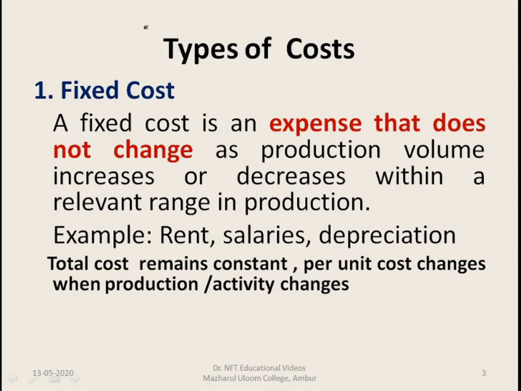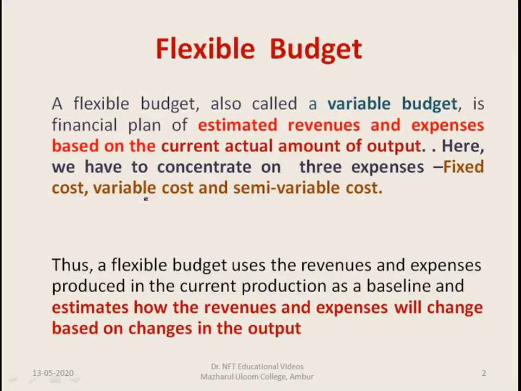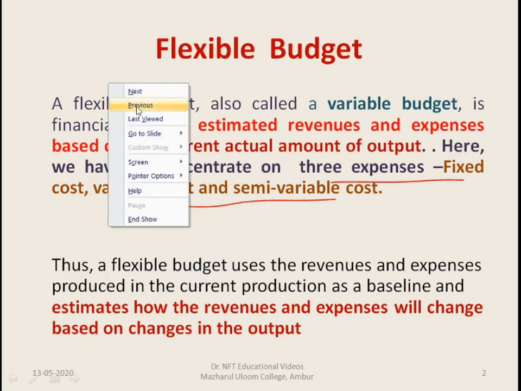So, this flexible budget, as I told you, gives importance to 3 types of cost, that is fixed cost, variable cost and semi-variable cost. Now we will see what fixed cost, variable cost and semi-variable cost are.